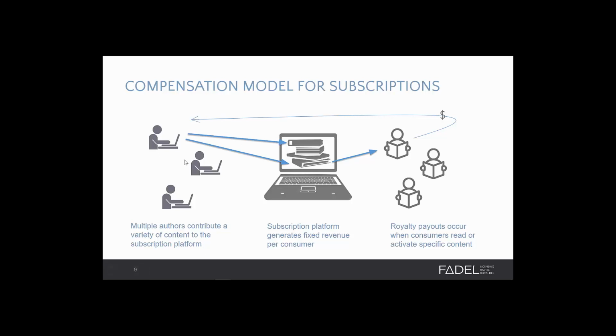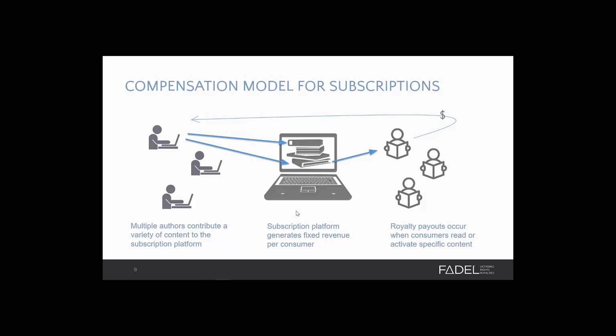However, from a revenue point of view, the subscription platform typically derives its revenue as a fixed revenue per consumer. You have consumers who are signing up for certain types of access. Perhaps they get access to a library. Perhaps they have unlimited use in some areas. They may have specific restrictions and constraints about how they can use that content.